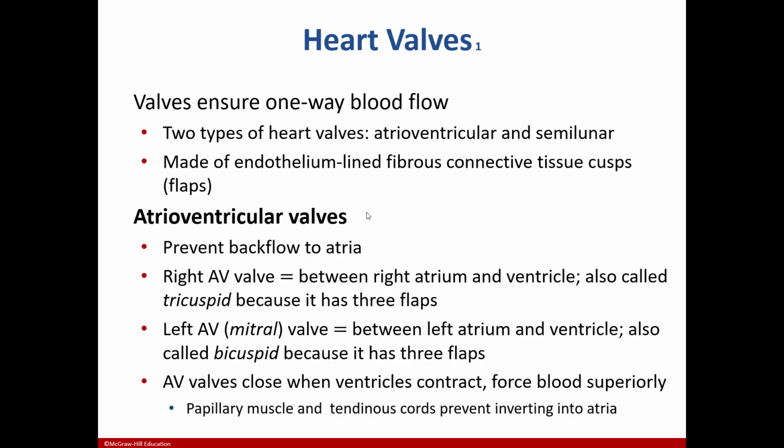The valves ensure a one-way flow of blood. Two types of valves are present inside the heart. We have the atrioventricular and the semilunar valves. These are both made of endothelium-lined fibrous connective tissue, and they create these cusps, also known as flaps. The atrioventricular valves prevent the backflow of blood into the atria.